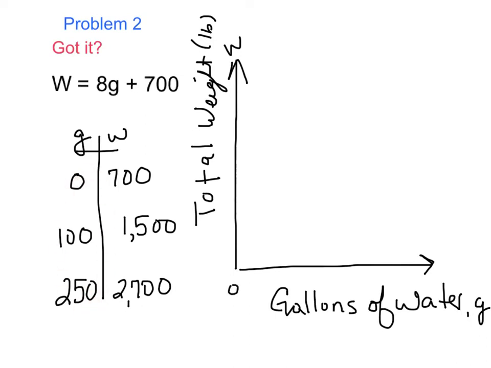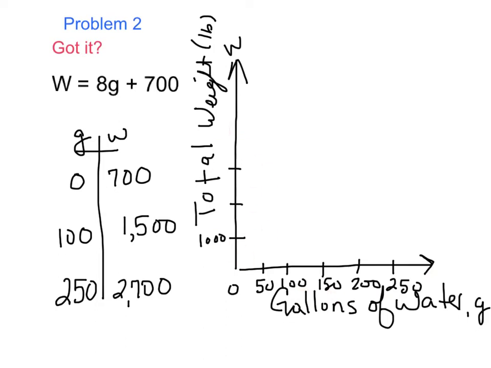So 0, 50, 100, 150, 200, 250. Now once again, it's going to look much nicer on graph paper. And then I have to go up to 2,700. So I'm going to count by thousands. 1,000, 2,000, 3,000. Once again, you do not have to count the same for your x-axis that you do for the y.